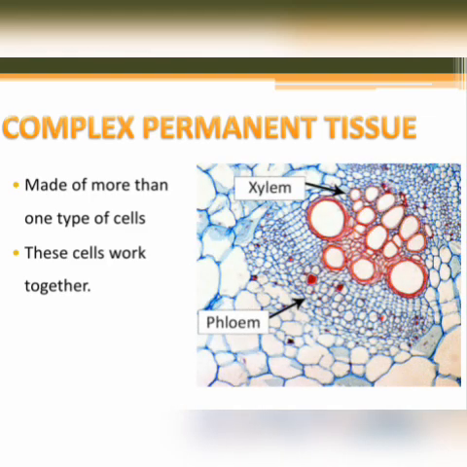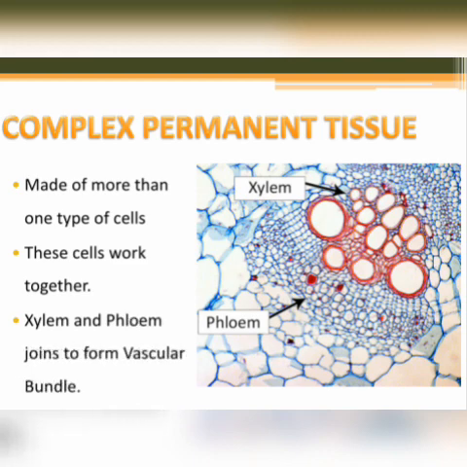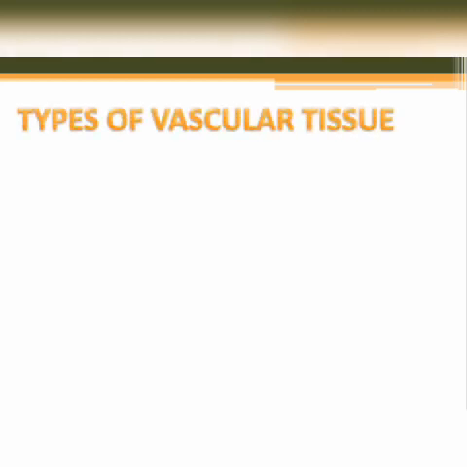In this figure, the red zone indicates the location of the xylem, and the other region, which is located with the help of a pointer, is the phloem. Xylem and phloem join together to form the vascular bundle. Next, we will see the types of vascular tissue.